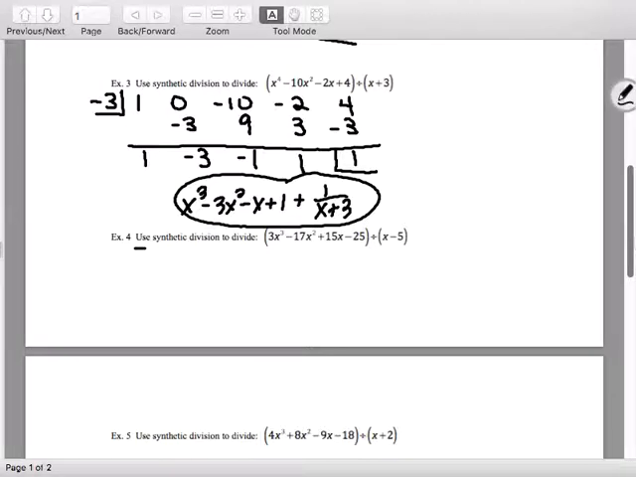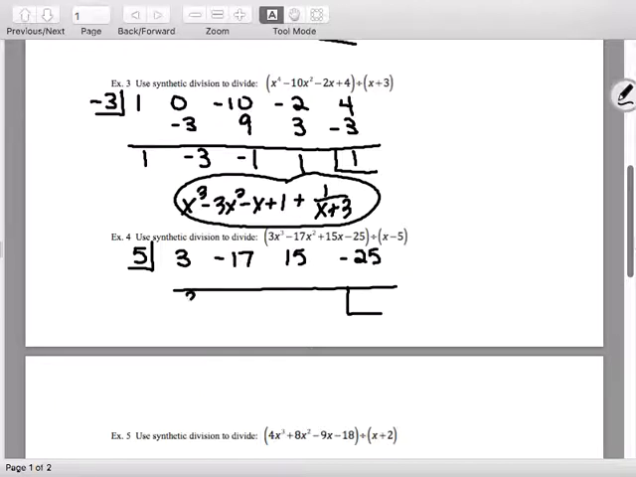All right, so this one's going to be positive 5 in the box. I go 3, negative 17, 15, negative 25. There was nothing missing. Do you see that? It went x cubed, x squared, x, and constant. And so remember, just like that homework problem I went over before we started the notes, if there's no constant, you do need a 0. You need a placeholder for the constant. All right, so let's try this one.